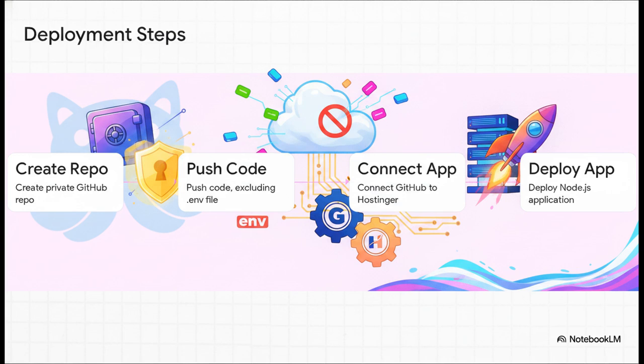First, create a private GitHub repository to hold your code. Second, push your code to that repo, but listen to me carefully here. You must never push your .env file. That vault of API keys absolutely has to remain private. Third, connect your GitHub to a Hostinger web app. And fourth, deploy the Node.js application. Hostinger will literally just pull the code directly from GitHub and spin it right up.